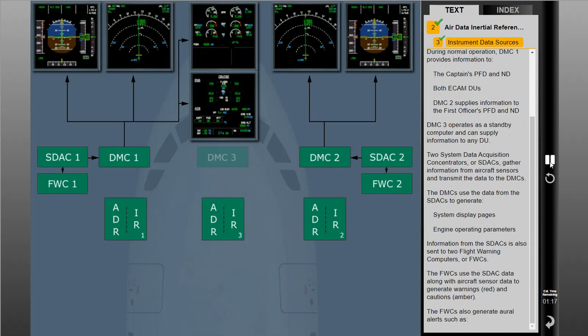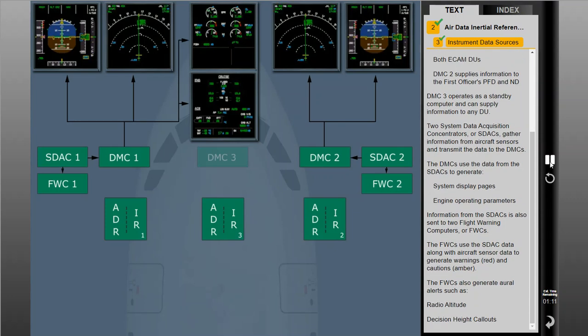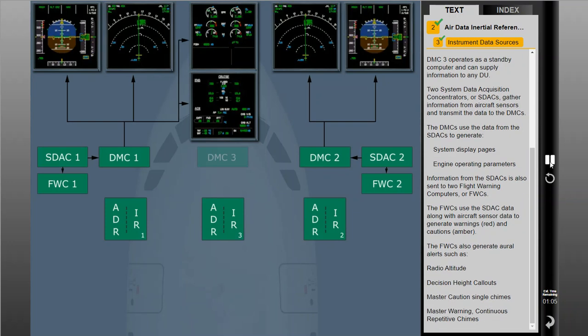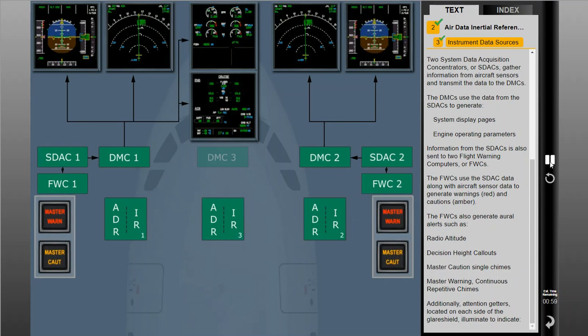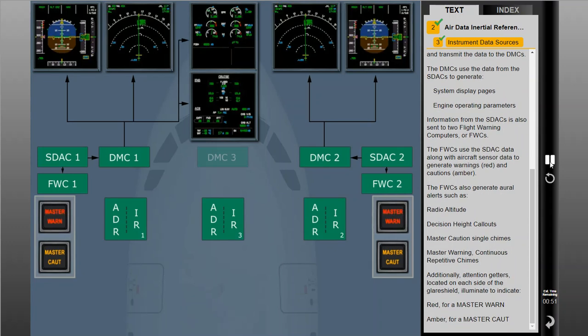The FWCs also generate oral alerts such as radio altitude, 500, decision height callouts, minimums, master caution single chimes, and master warning continuous repetitive chimes. Additionally, attention getters located on each side of the glare shield illuminate to indicate red for a master warning or amber for a master caution.